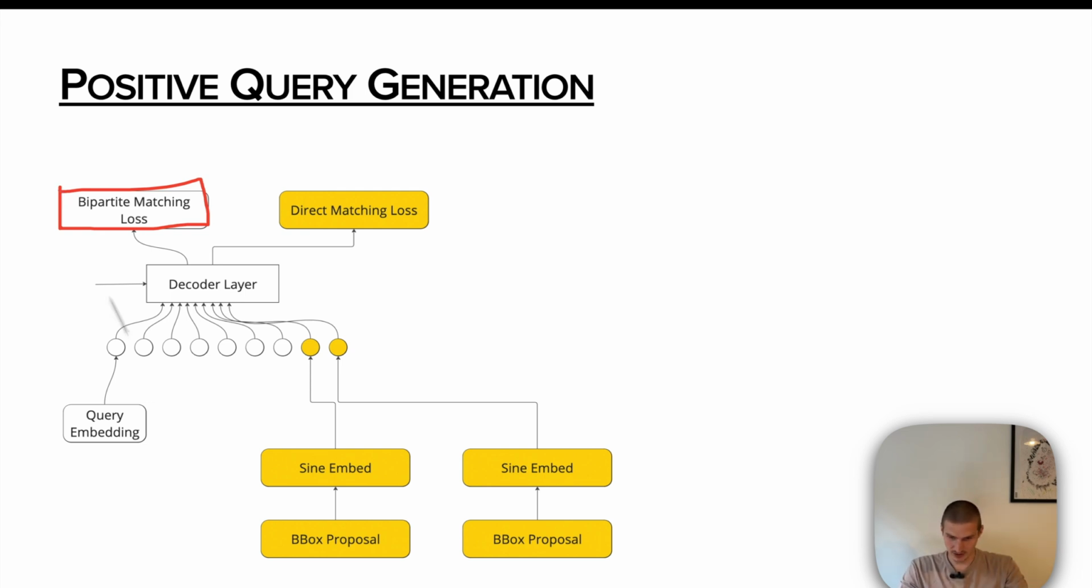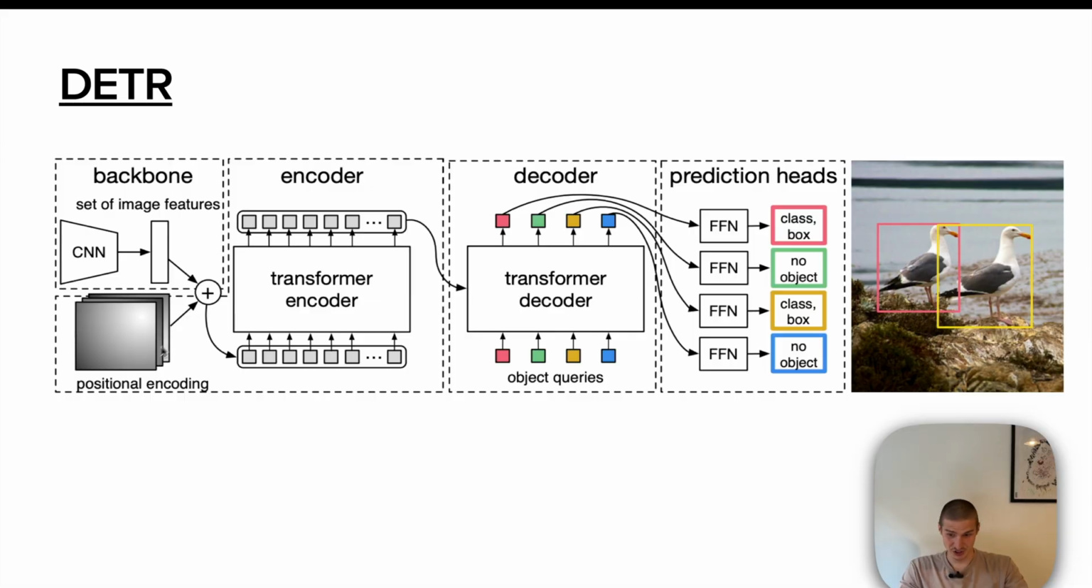Now, we have these extra positive bounding box proposals from our auxiliary heads, and we pass them through the sine embedding. This is the same sine embedding we've seen before on the original DETR slide. This is the positional encoding. In that case, the positional encoding takes two numbers, the x and y coordinates of the pixel, and transforms them into a 256 embedding vector that is then added to the encoder input.